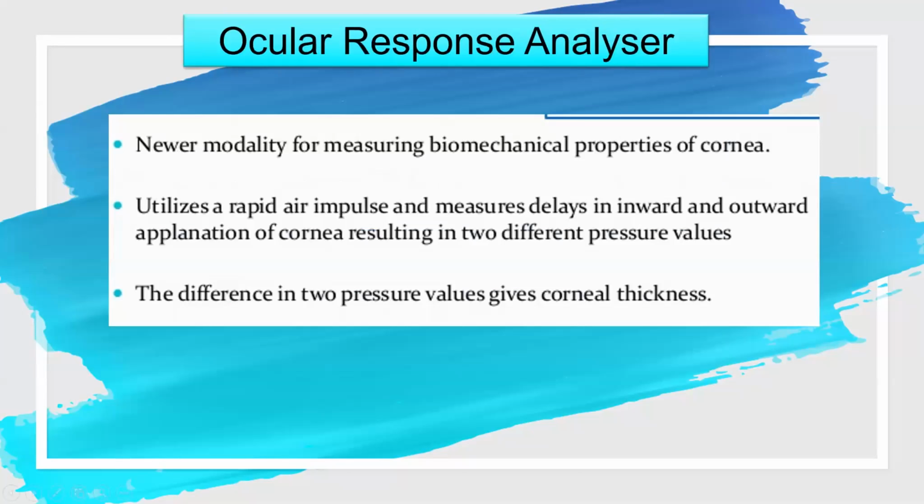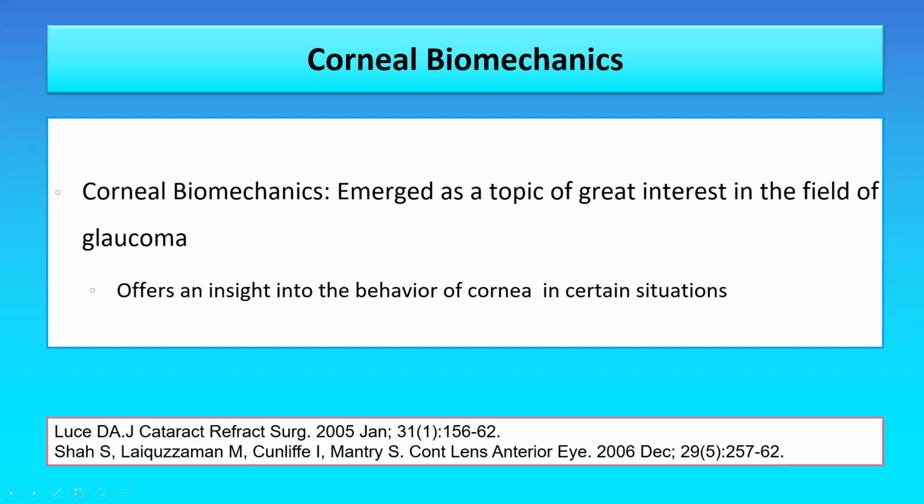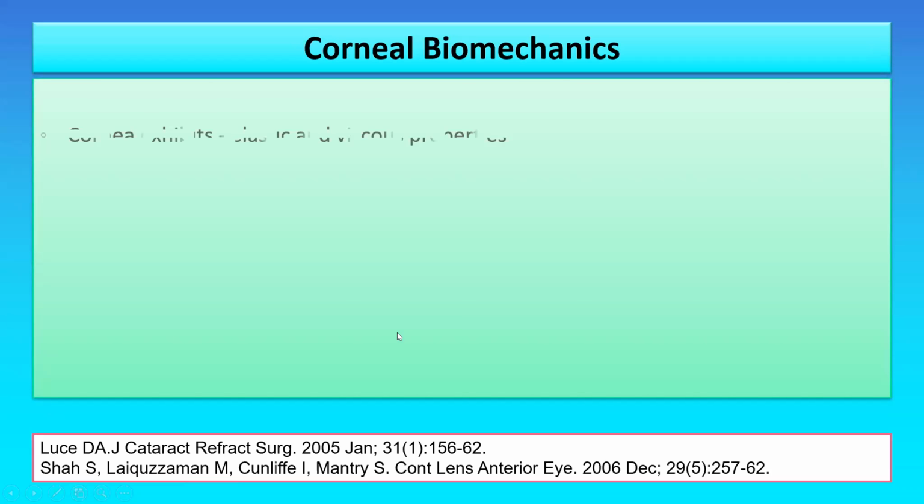Now again coming to the ocular response analyzer, we actually discussed it in the tonometry section also, where it measures the intraocular pressure and gave you the corneal compensated intraocular pressure. Again, the ocular response analyzer is a device which measures the biomechanical properties of the cornea in response to a rapid air impulse. I showed you the video also in the tonometry section. So besides corneal thickness, corneal biomechanics is another important topic which you can get as a short note in your exams. So what is corneal biomechanics?